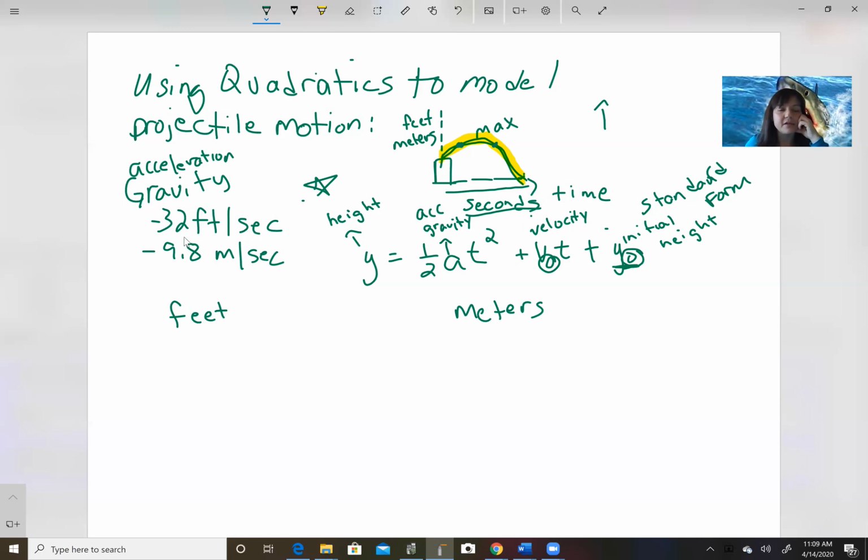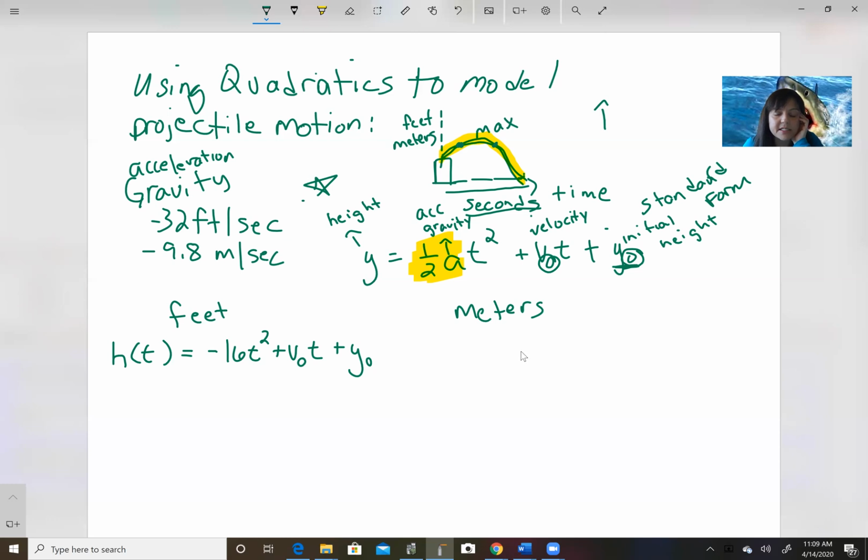For feet, our acceleration due to gravity is negative 32, but in our equation we multiply that by a half, so half of negative 32 is negative 16. Let's write this as a function. So h, height, given a certain amount of time: h of t is equal to negative 16 t squared, plus your initial velocity, your initial speed, times t, plus your initial height.